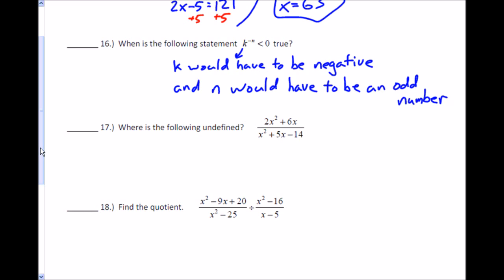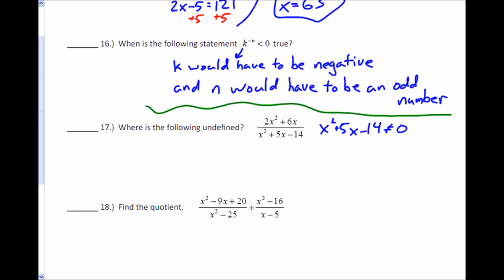For this one, it just says, where is the following undefined? Remember, it's undefined when our denominator gives us a 0. So I'm just going to set the denominator equal to 0, or rather say that the denominator cannot equal 0. And now just solve this. The first method I go to is factoring two numbers that multiply to a negative 14 but add to a 5. It's a 7 and a negative 2. So this one does factor to x plus 7 and x minus 2.